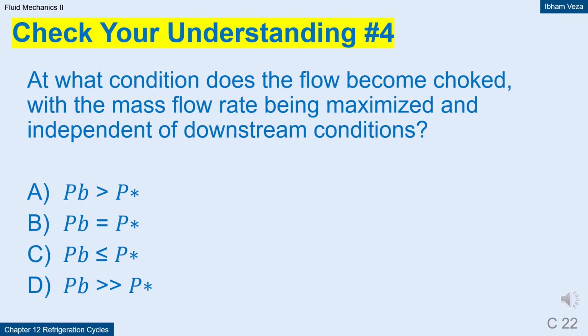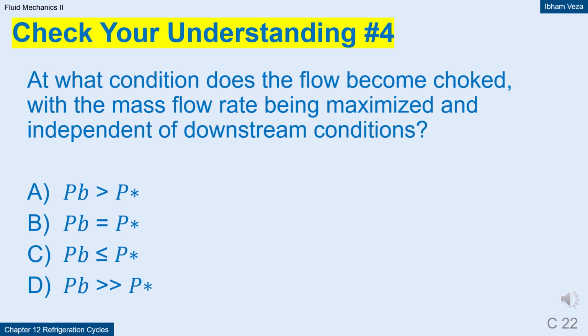Answer C. P_B is less than or equal to P star. Explanation: A. P_B is greater than P star. This is incorrect because if the back pressure is greater than the critical pressure, P star, the flow would not be choked and would be subsonic. B. P_B equals P star. This is incorrect as it is the condition where the flow is at the threshold of becoming choked, but it doesn't state that the flow is maximized yet.